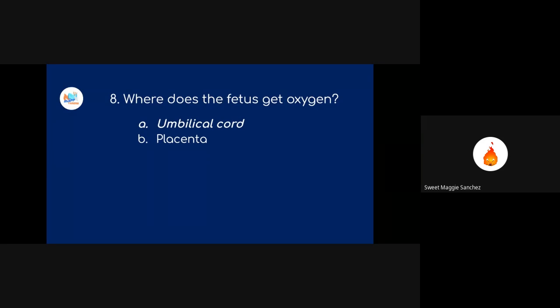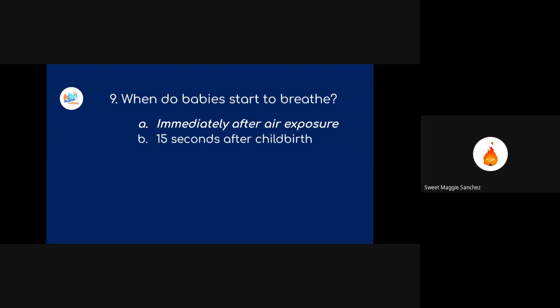Question 9. When do babies start to breathe? It should be automatic. The correct answer is immediately after air exposure. When you're born into the world, the moment their body feels oxygen, of course, they'll start to breathe. That's a good sign that the baby is healthy.